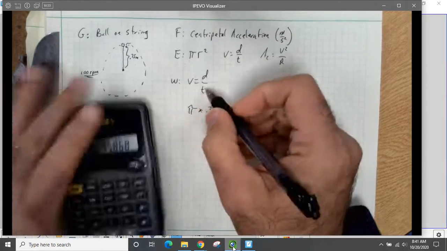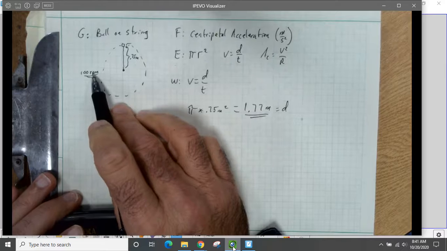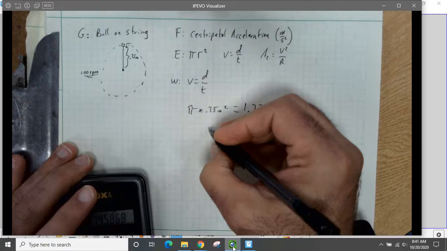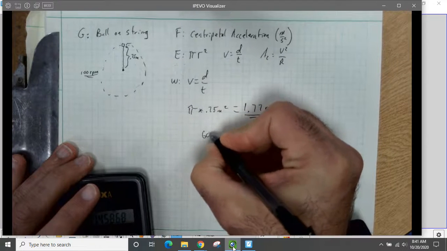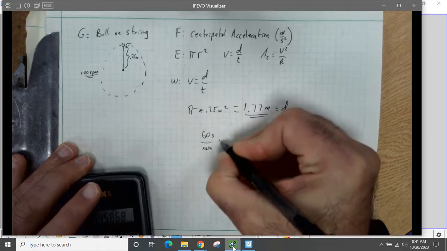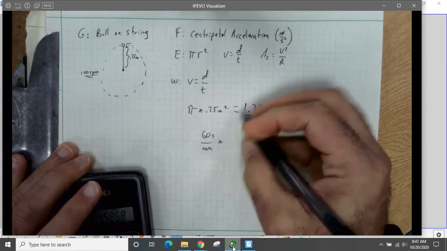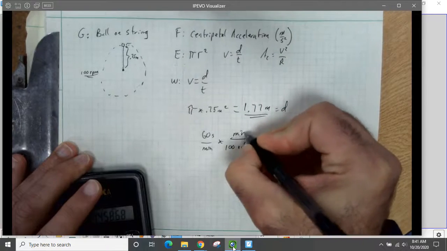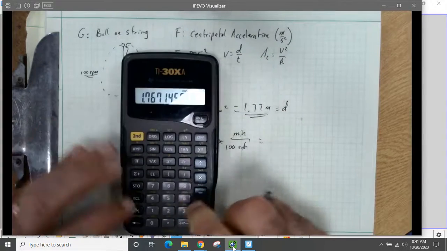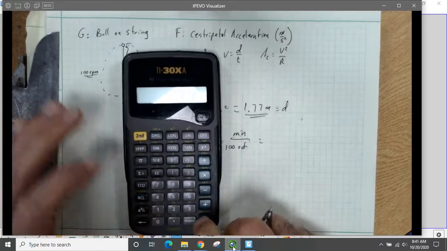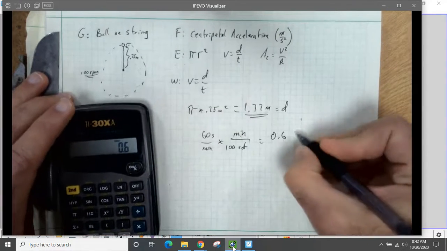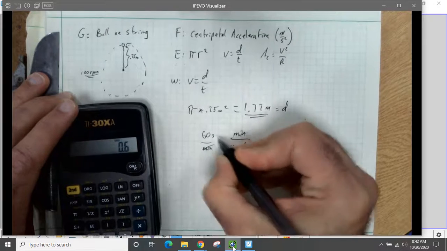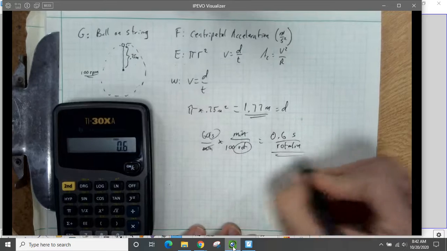Now, the time depends on the 100 RPM. We want this to be in seconds. So let's see. 60 seconds per minute divided by 100 rotations per minute, 100 RPM. So that's going to be 60 divided by 100 equals 0.6 seconds per rotation. Okay, minutes cancel, seconds per rotation. And that's useful too.